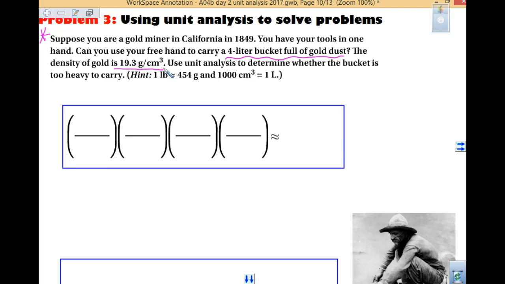Using unit analysis, determine if the bucket is too heavy. And I give you a couple other conversions. 1 pound is approximately 454 grams, and 1,000 cubic centimeters is 1 liter. I want you to try and start this right now, and then we're going to work through it. Okay? What do I have to start with?